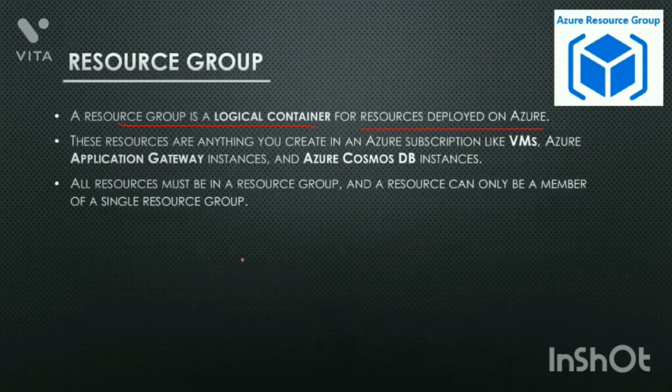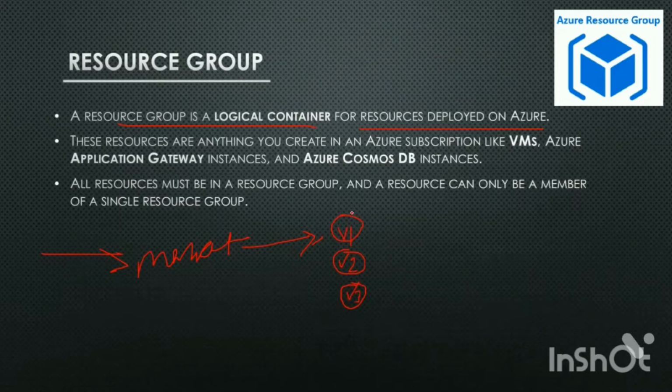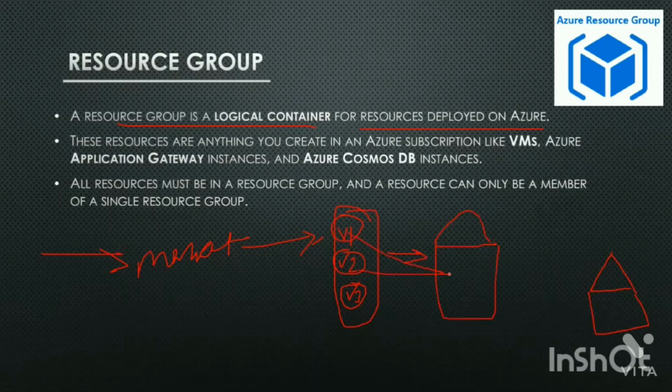Suppose you have gone to the market, and in the market you are buying some vegetables. Suppose this is vegetable 1, this is vegetable 2, and this is vegetable 3. Let's name them V1, V2, and V3. You have purchased all the vegetables in one shot. Now you need to bring these vegetables to your home. How should you bring them? You must carry or ask for a bag. In this bag you will put all the vegetables, and you can carry this bag. The resource group is similar to that.